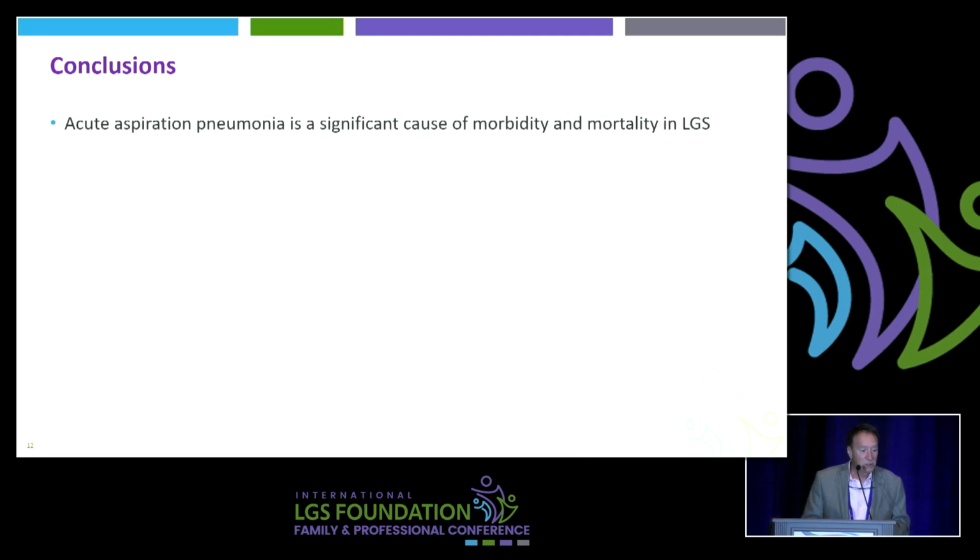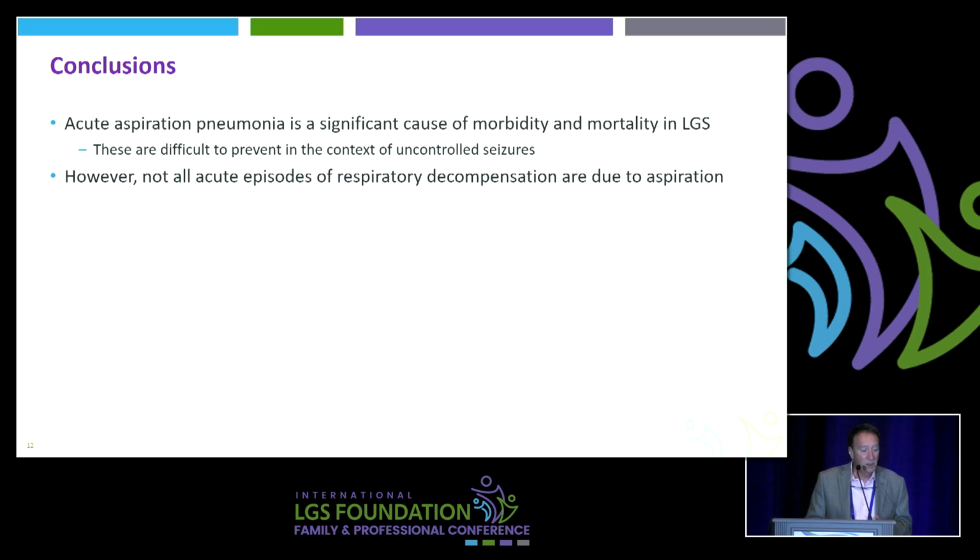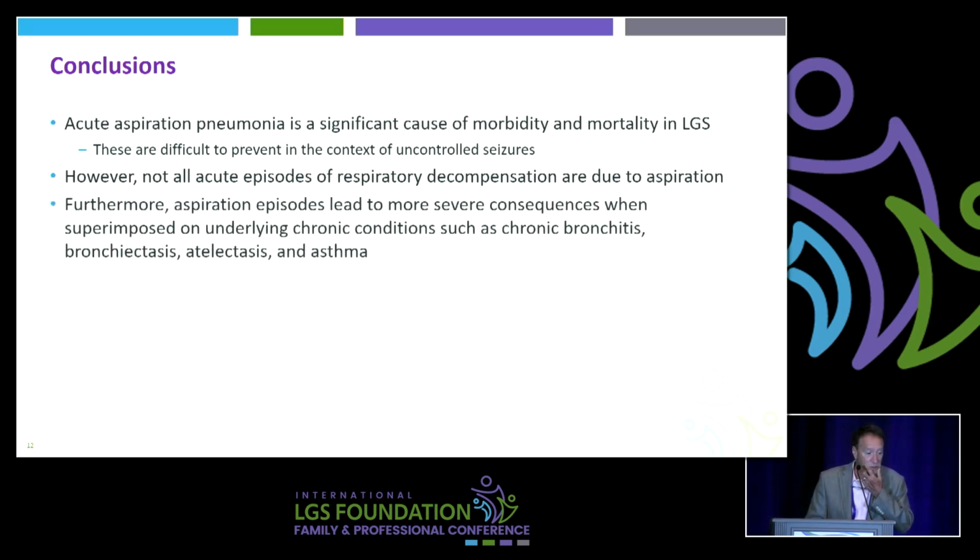So in conclusion, acute aspiration pneumonia is, of course, a significant cause of morbidity and mortality in LGS. And sometimes aspiration pneumonia is aspiration pneumonia, but other considerations need to come up. And frankly, aspiration pneumonia is difficult to prevent in the context of uncontrolled seizures. But not all acute episodes of respiratory decompensation are due to aspiration.